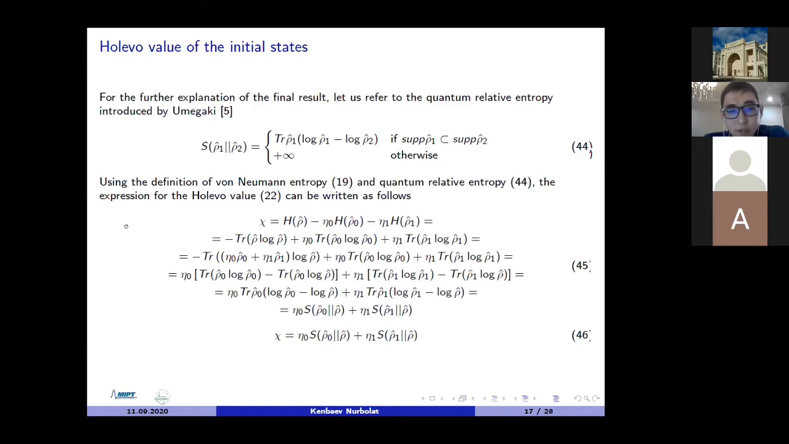For the further explanation of the final result, it is convenient to use the definition of the quantum relative entropy. Using this definition with the definition of von Neumann entropy, we can rewrite the expression for the Holevo value as follows.